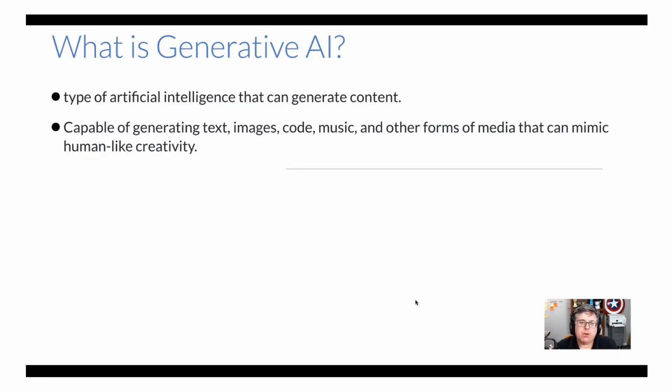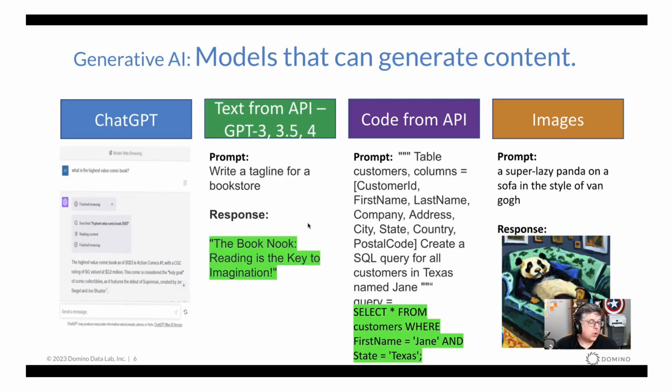So what is generative AI? Generative AI is a type of artificial intelligence that can generate content, text or images, code, music, and other forms of media that can mimic human-like creativity. So these models that can generate content, you have things like ChatGPT, you have text from the API, GPT-3 or GPT 3.5 or 4. So write a tagline for a bookstore. The Book Nuke, reading is key to imagination as a response.